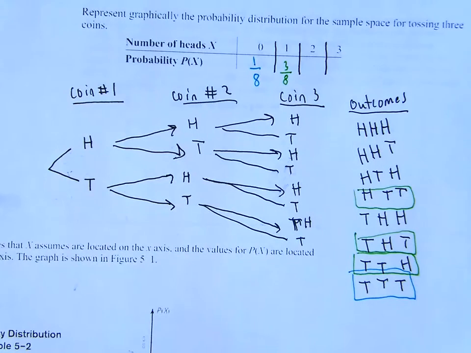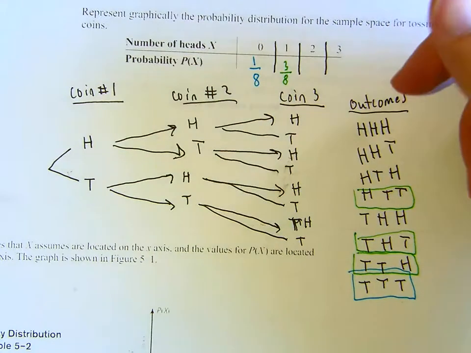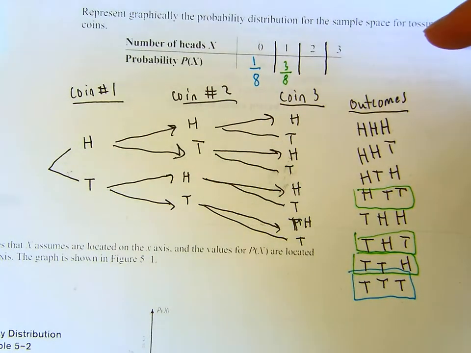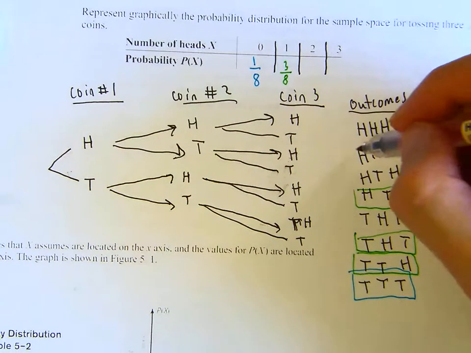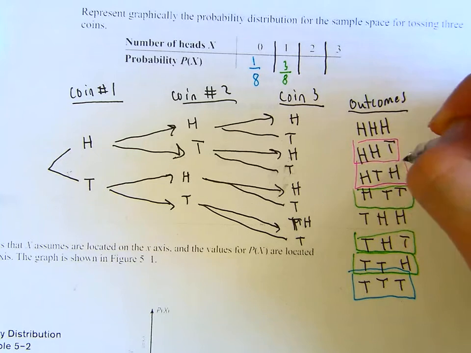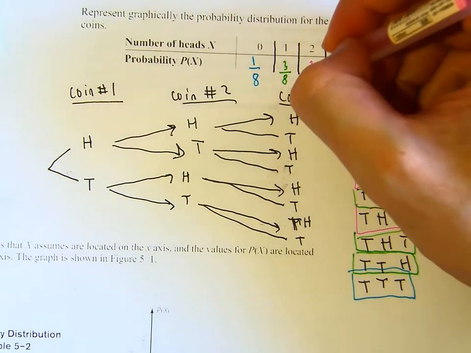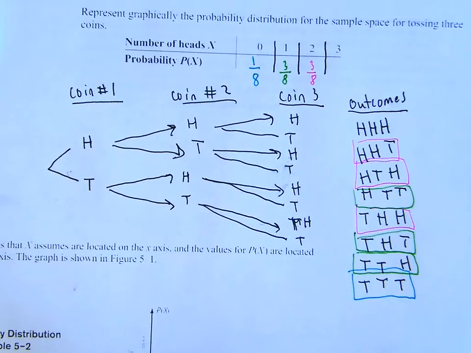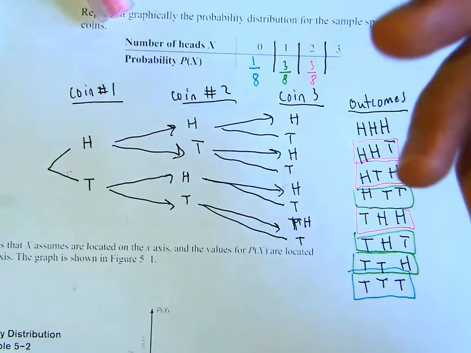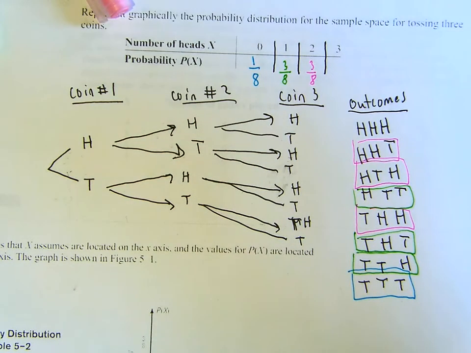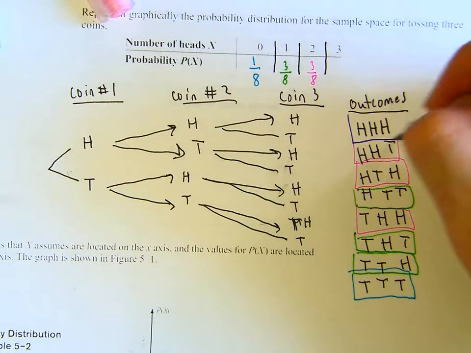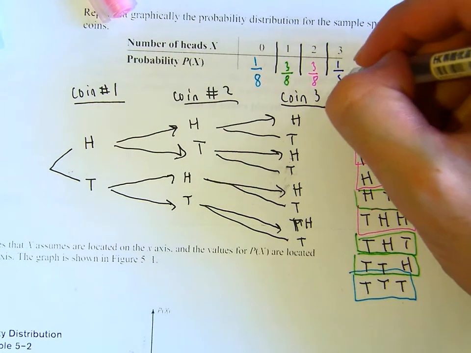Okay. What about for the next one? How many situations are there where you have two heads? So here it would be this one, and this one. So notice that this is 3 out of 8. And what's the probability where you get all 3 heads? This will be just 1 out of 8, which would be this one here, which is 1 out of 8.